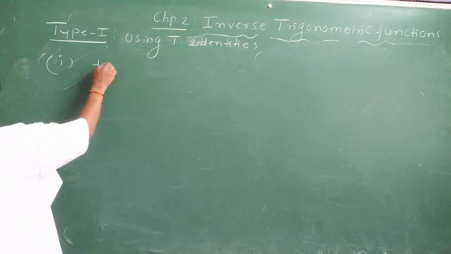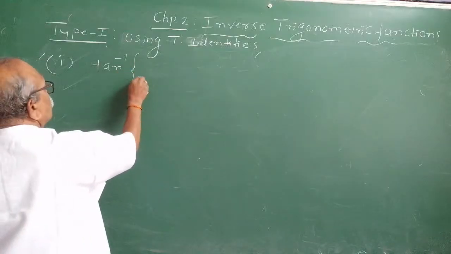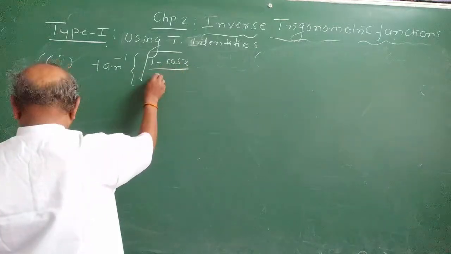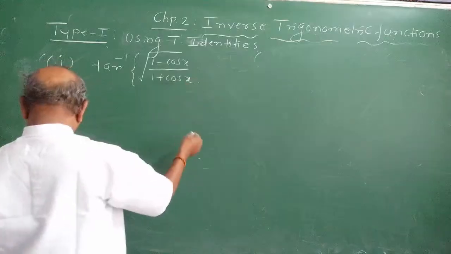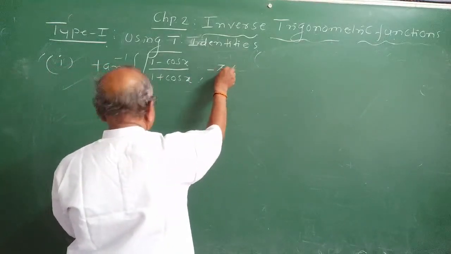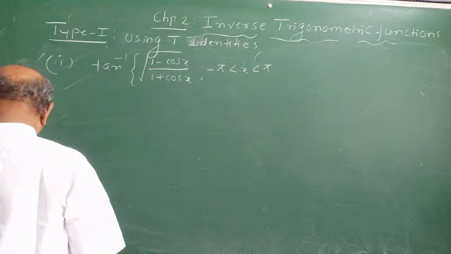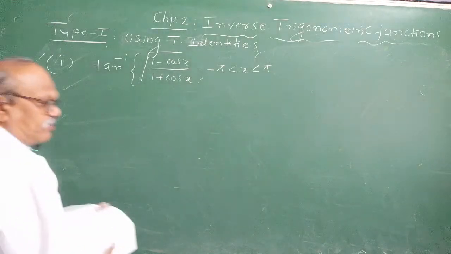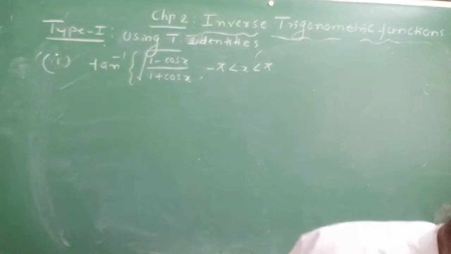That is, you are given tan inverse of the square root of 1 minus cos x divided by 1 plus cos x. Evaluate it. The condition is minus pi is less than x, x is less than pi. Let us try this problem.